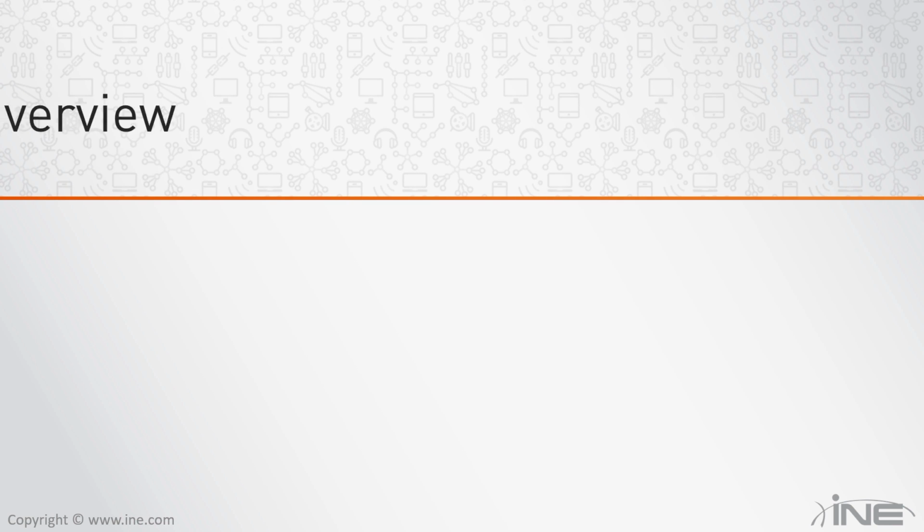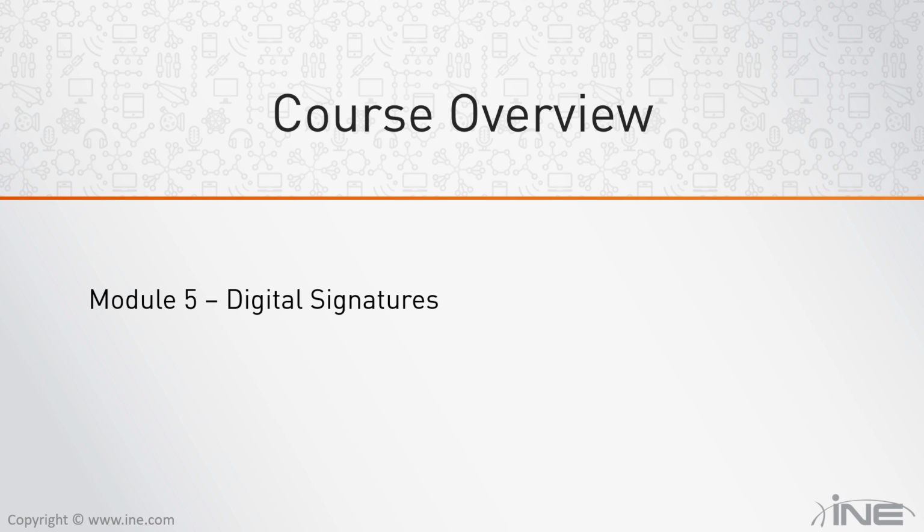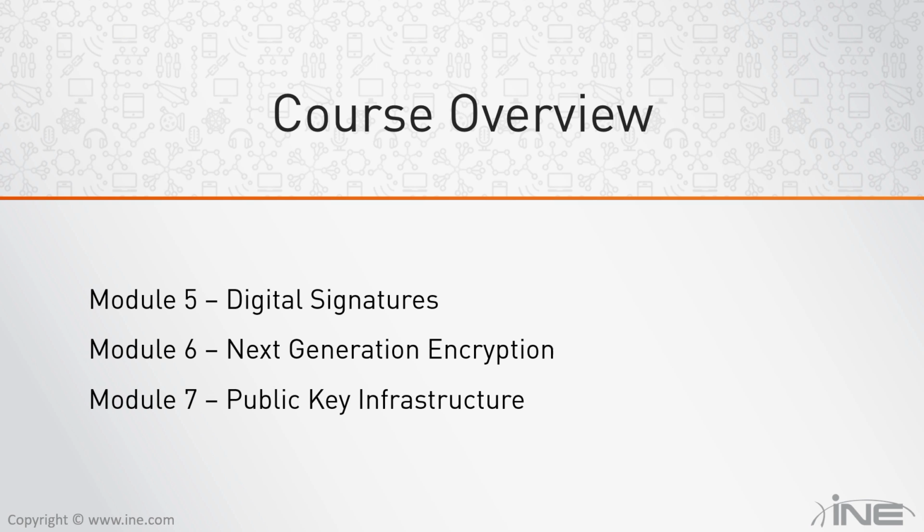Then as we move on, we will spend some time looking at digital signatures, which is a prerequisite to understand public key infrastructure. But before we get to public key infrastructure, we will also look at next generation encryption. We will be talking about different cryptographic functions recommended by Cisco to protect sensitive and classified information. Then we will start talking about public key infrastructure, where we will learn about certificates, certificate authorities, and the different terms associated with PKI.